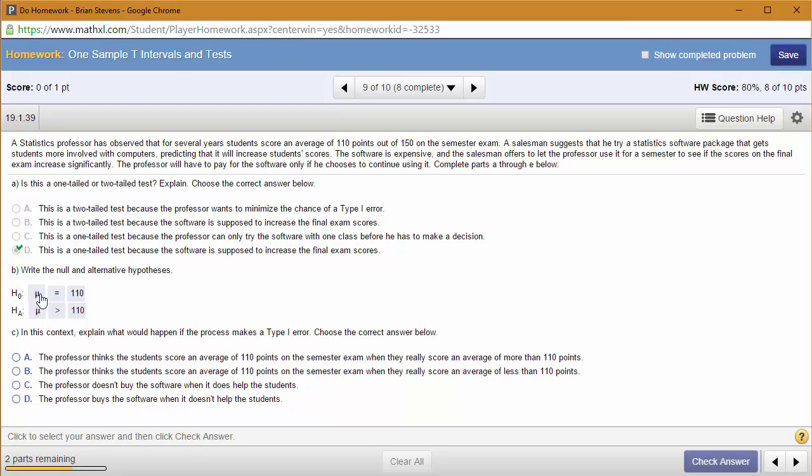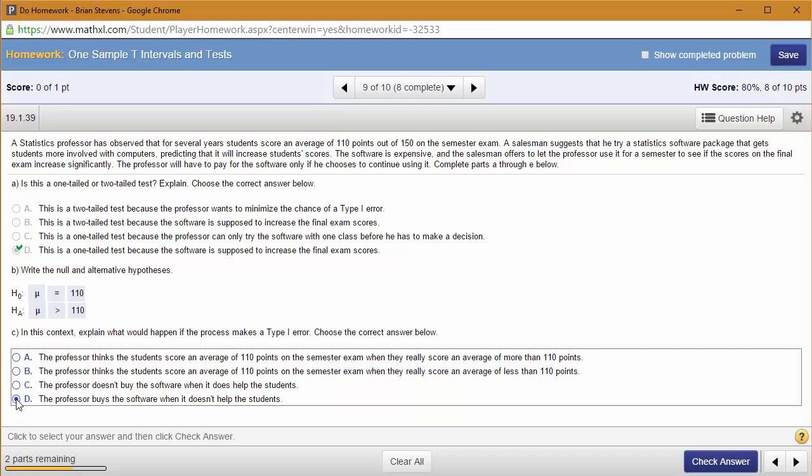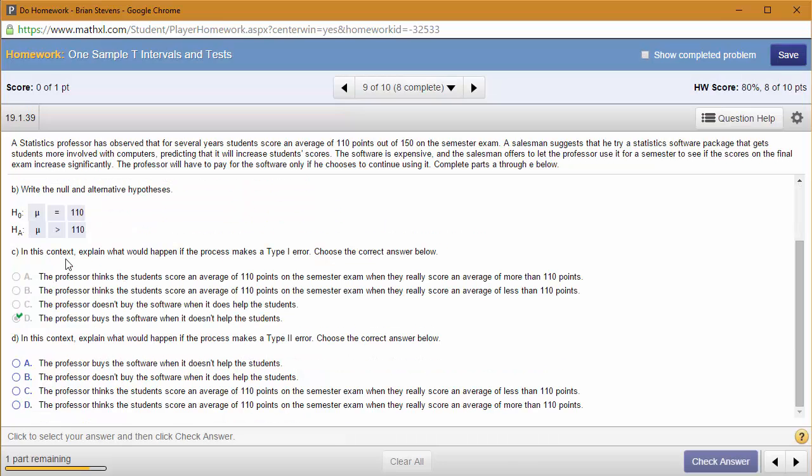Very important that you always understand what it would be in context. So our alternative here is that we have evidence that the true mean is greater than 110, but that's wrong. Every time I say false evidence, it means we have evidence for the alternative, but we shouldn't. So the professor is going to buy the software, which doesn't help the students. He's going to buy it because he says, oh, I've got evidence that their grades increased, but that's not true.